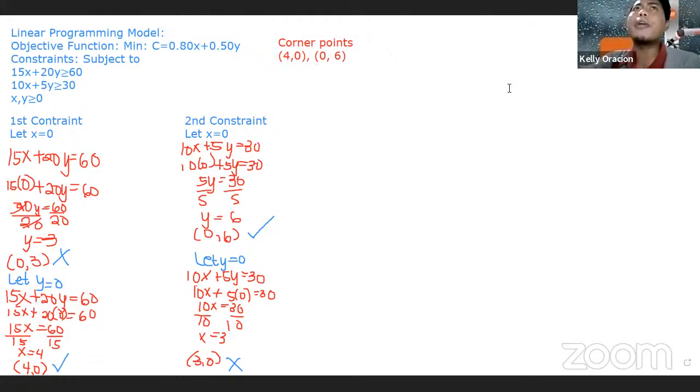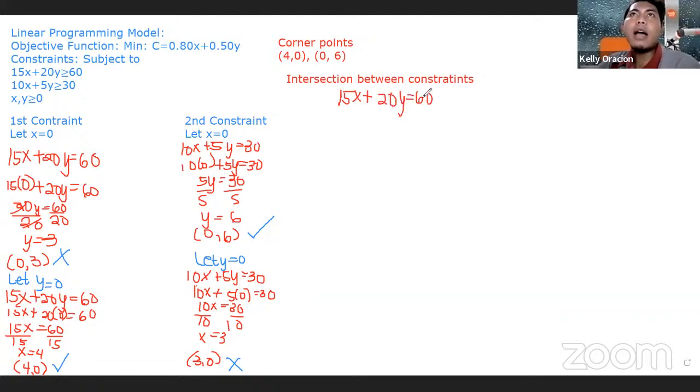Sir, ano yung isang corner points ng minimization? Of course, the intersection between constraints. Again, kailangan natin makuha yung intersection between constraints. The same rin yung process natin gagawin. We are going to solve for x and y, no? These are our constraints, the two inequalities. Ito yung dalawa. Isa, ito 10x plus 5y.